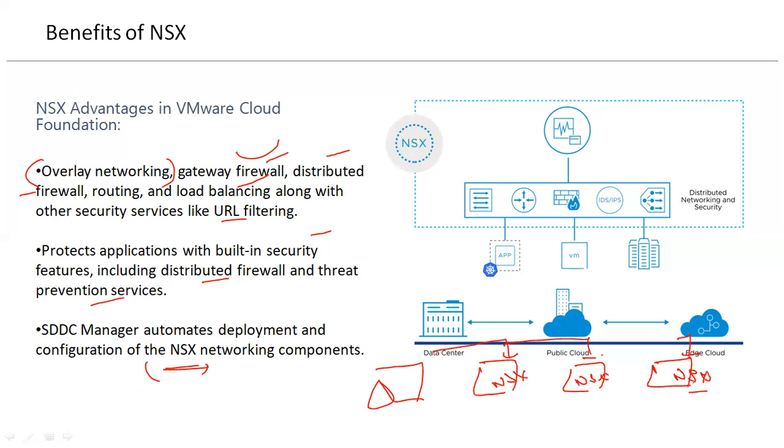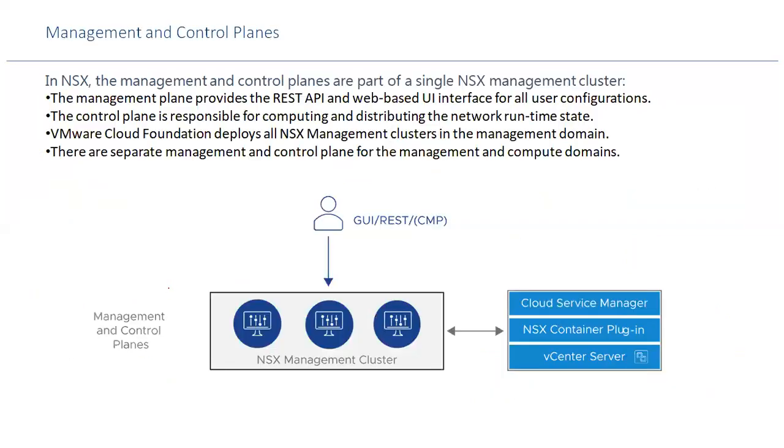So these are the primary advantages. The SDN services provided by NSX in the VCF environment are primarily switching and routing, and from a security perspective, gateway firewall, distributed firewall, load balancing services, URL filtering, and threat prevention services. So a lot of things are available within the software-defined layer by your NSX.